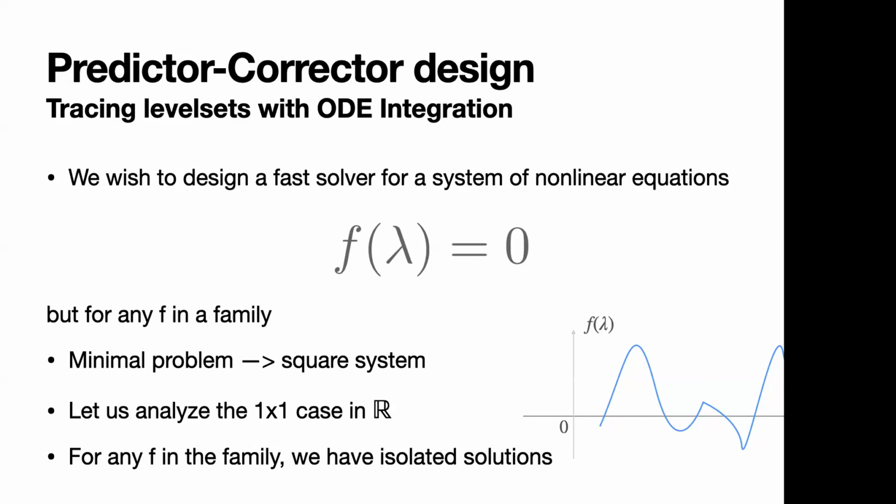So let's try to analyze what happens with this homotopy business if it's 1 by 1, right? In 1 by 1, and in reals, let's just not go too complex right now. You just have this blue graph, and you want to know how many times it intersects the x-axis. So for any f in the family, whatever family it is that solves the same type of problem for different parameters, we will have isolated solutions in general because it's a square system, right?